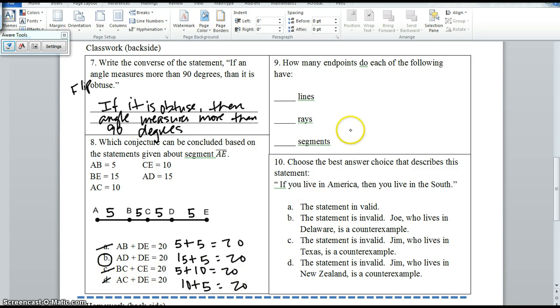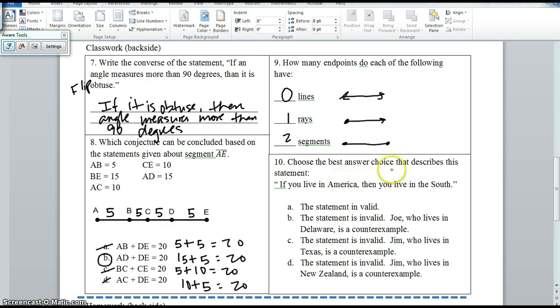Okay. How many endpoints do each of the following have? Well, let's draw endpoints. Line, ray, segment. I see no endpoints, I see one endpoint, and I see 2.